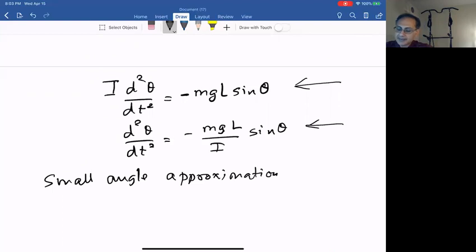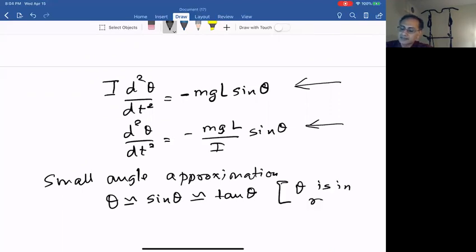Which says that for small values of theta, theta is approximately equal to sine theta, which is approximately equal to tan theta. Very, very important: theta is in radians here. So the small angle approximation says that these three quantities, theta, sine theta, and tan theta, are pretty much the same when theta is small. You can check this on your calculator yourself.